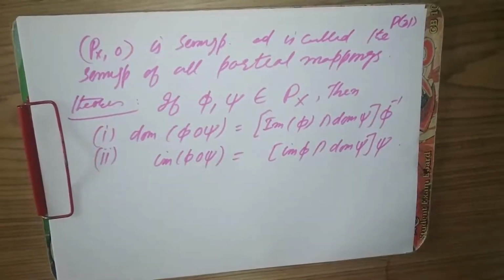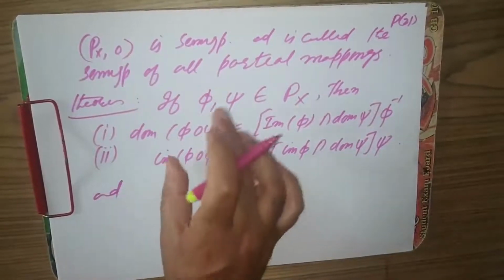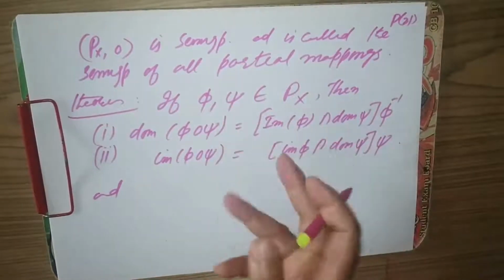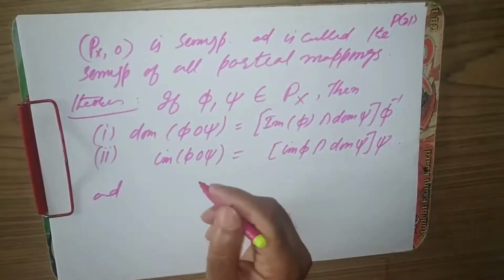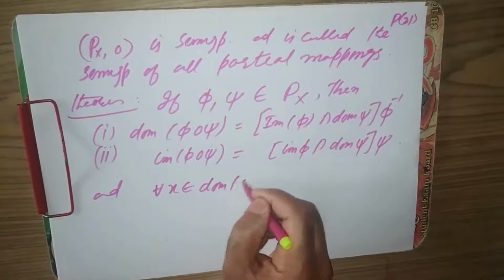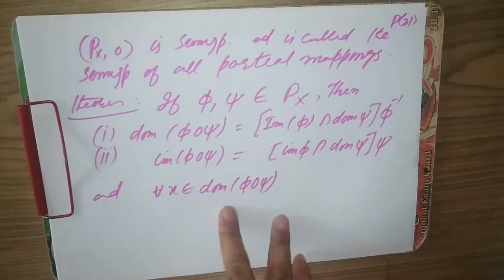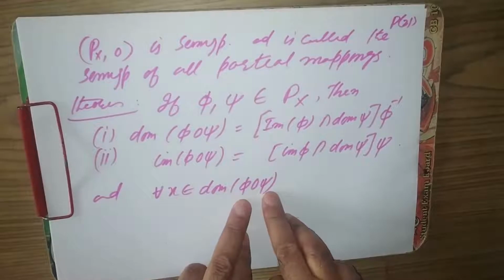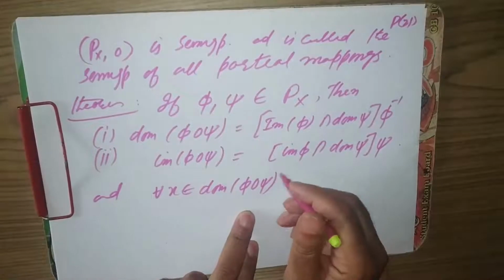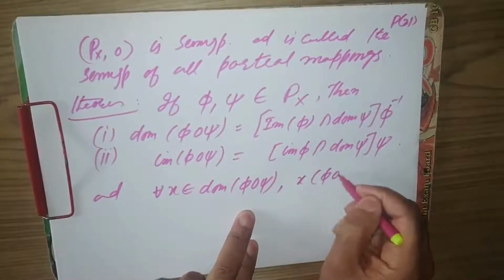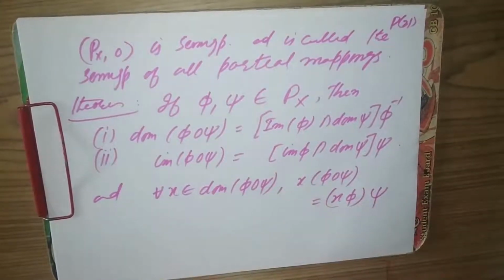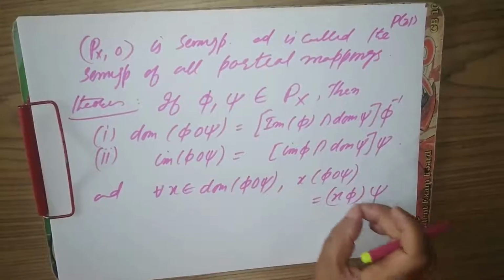So these are the two results, and finally we need to show that the composition as a binary operation is actually the composition of the mappings, because they are actually mappings on certain subsets of X. We have to show that for all x belonging to the domain of phi composition psi, but first x should be in the domain, because phi composition psi is not a map, it's a partial map actually. So for all x in the domain, we have x(phi composition psi) equal to (x phi) psi. It's just the composition of mappings.